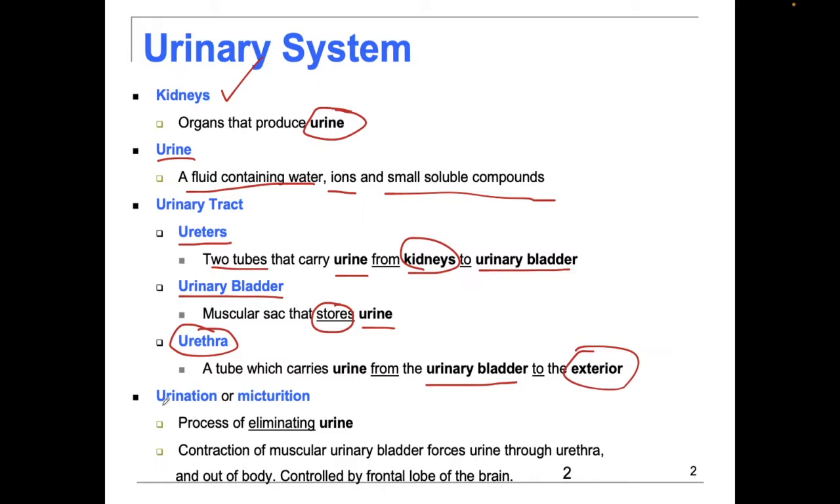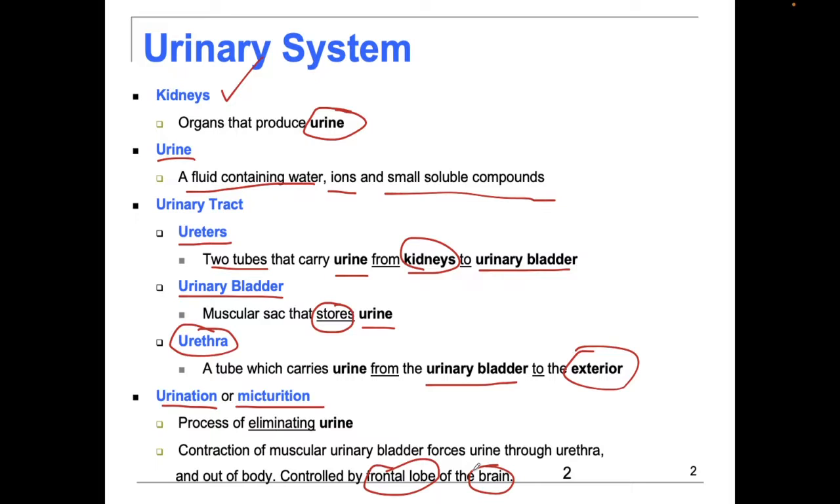The term urination is sometimes used interchangeably with micturition. That is the process of eliminating urine. There is the contraction of muscles in the urinary bladder that forces urine through the urethra and out of the body. And micturition is controlled by the frontal lobe of the brain. The frontal lobe of the brain isn't really developed in babies, which is why babies pee all the time. It's why babies need to wear a diaper. They don't have the control.